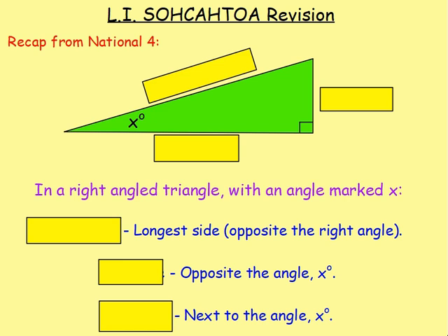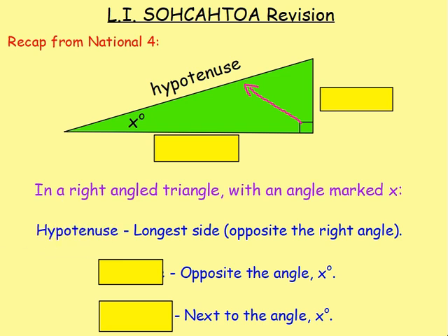So, you already know if you have a right-angled triangle and you have one of the angles marked, I'm just going to use X, you can label these three sides. Let's go through them. What do you call the longest side? Note that the longest side is always opposite the right angle. The hypotenuse! Yes, well done. The hypotenuse is the longest side in a right-angled triangle, and it is always opposite that right angle.